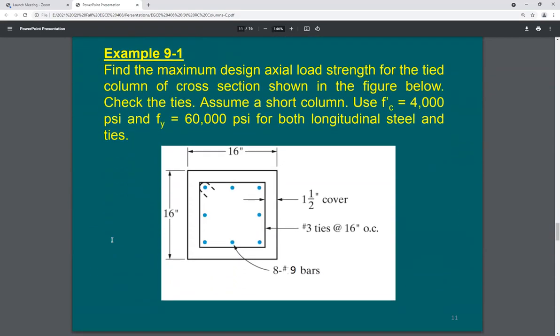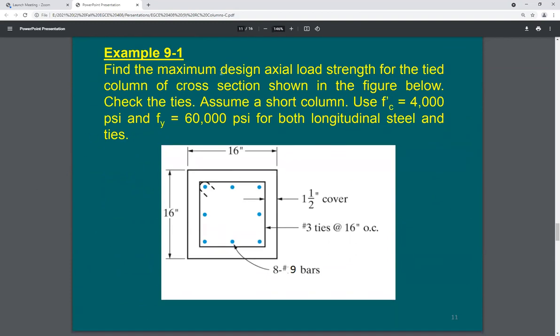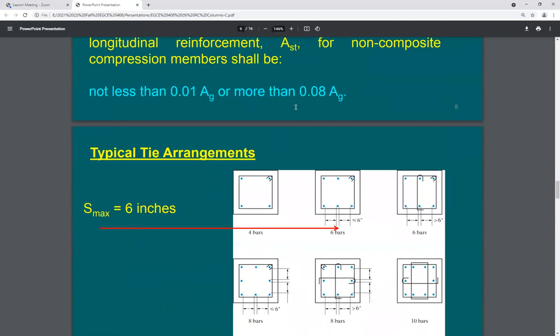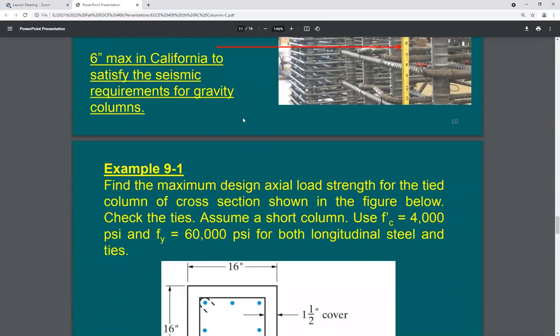We have a good example. It says, find the maximum design axial load strength. Well, the word maximum is not clear to me yet, but we'll figure it out at some point. For the top column of cross section shown in the figure below, 16 by 16. Check the ties. Assume a short column. What does it mean to assume a short column? It means go ahead and use this equation, right? You can use this equation for short columns. No moment, no additional moment.